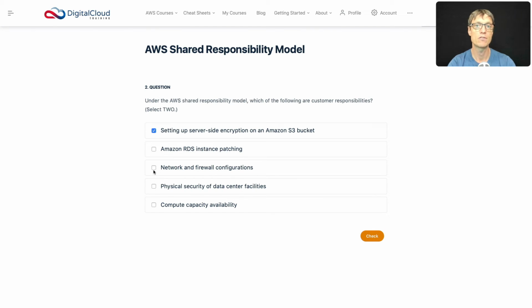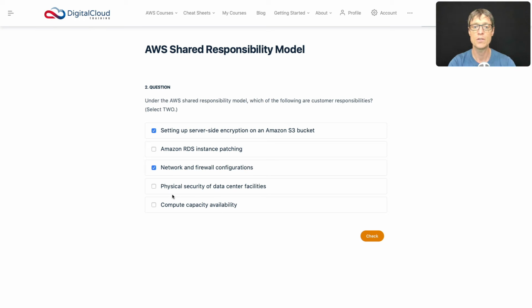Now, what about network and firewall configurations? Well, don't think about this as being always physical. Like we often think about networks and firewalls as being sometimes physical devices, especially if you've been working in IT for a long time, like I have, where that always used to be a physical device, but it's not anymore. And in this case, we are talking about things like security groups and network access control lists, firewalls on your operating systems, or it could be the AWS Web Application Firewall. So yes, those are things that you can configure as a customer.